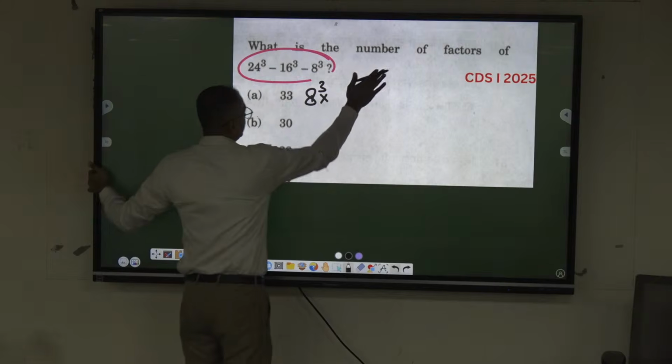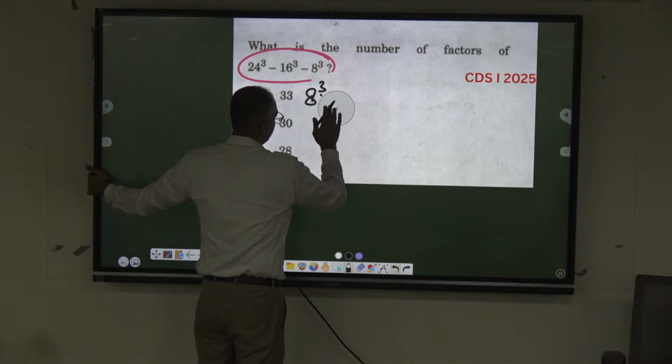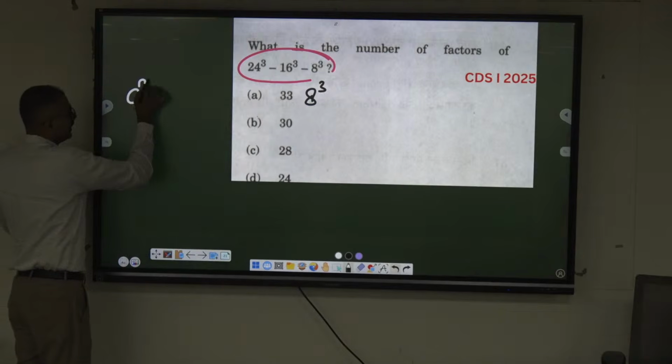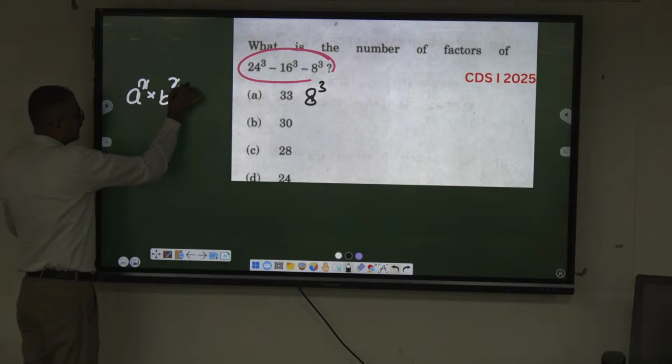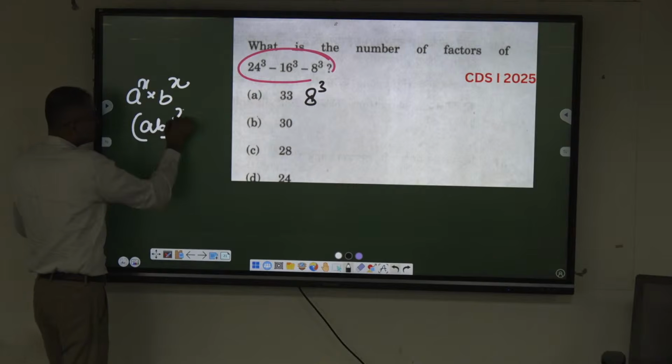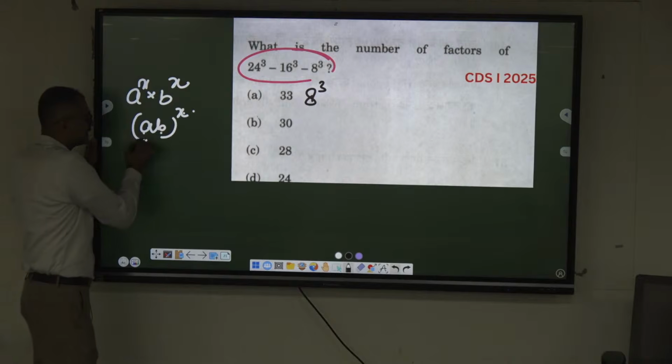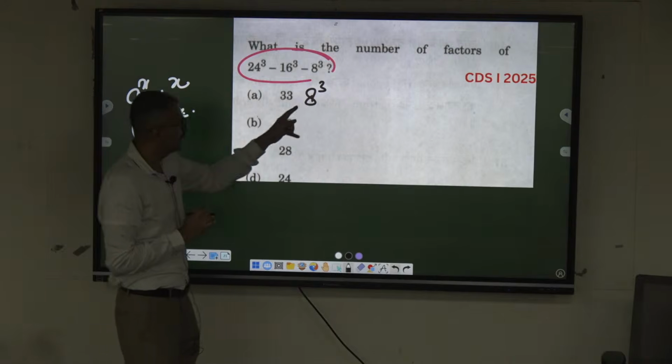Now, if I take 8 cube common here, this will be what? 8 into 3. See, a^x into b^x. Can I write this as (ab)^x? Yes, sir. You can split this (ab)^x as a^x into b^x.